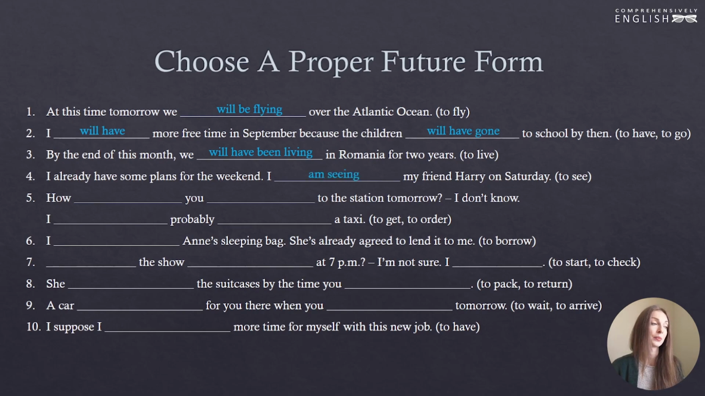I already have some plans for the weekend. I am seeing my friend Harry on Saturday. I'm seeing my friend Harry. We have already discussed this meeting with Harry.